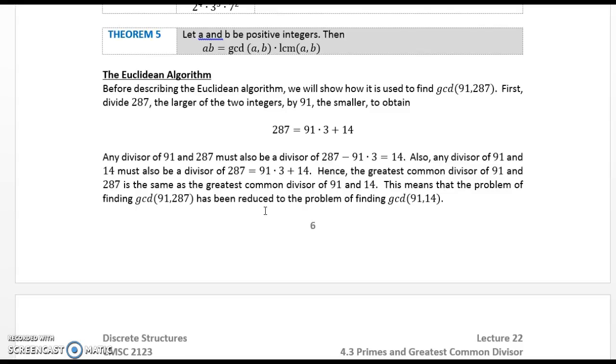Hence, the greatest common divisor of 91 and 287 is the same as the greatest common divisor of 91 and 14. That means the problem of finding the greatest common divisor of 91 and 287 has been reduced to the problem of finding the greatest common divisor of 91 and 14.